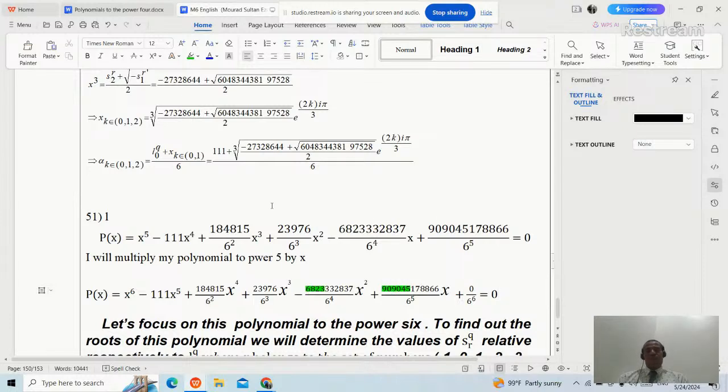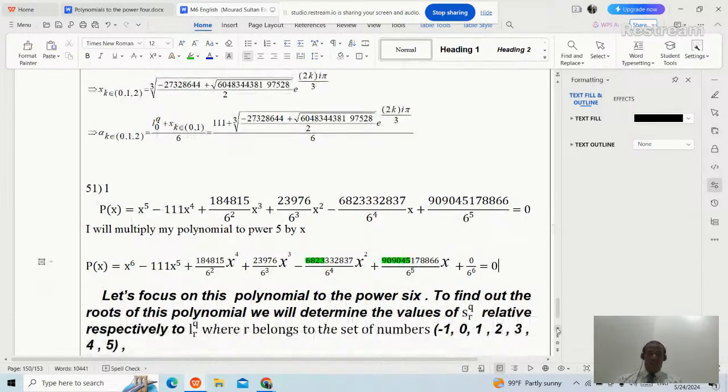Therefore, to solve this polynomial of degree 5, you should extend the power, that is, multiply your first polynomial by x to get a new polynomial of degree 6. It's clear that this one has a root, which is x equals 0, and you should now find the other five roots of this polynomial, which means this polynomial has in fact 6 roots. So let's proceed, learners.